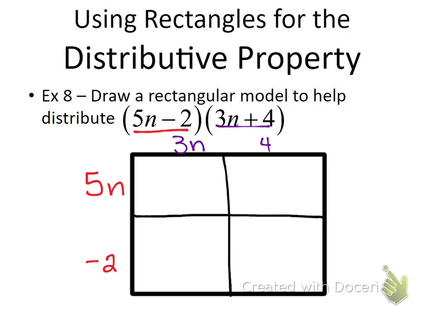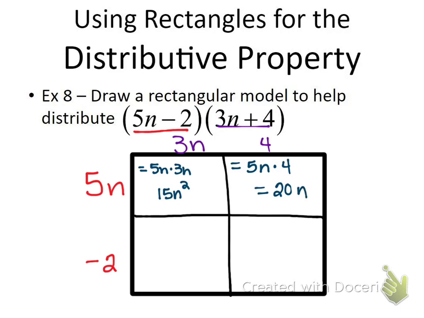All right. Now, Riley, you already told me the area for my first rectangle. How did you find that? Just took 5n times 3n. And you got 15n squared. Perfect. Okay. Logan, find the area of my top right rectangle for me, please. It's 5n times 4. Equals? 20.